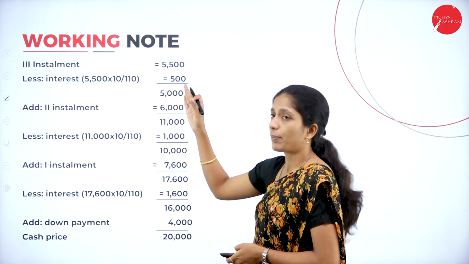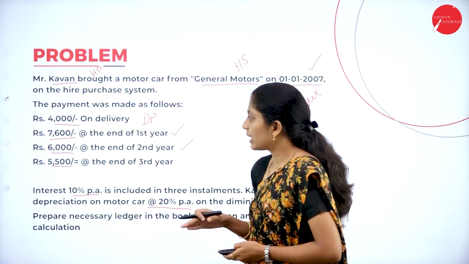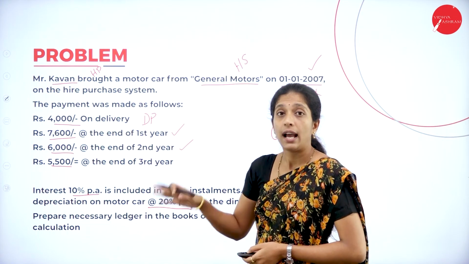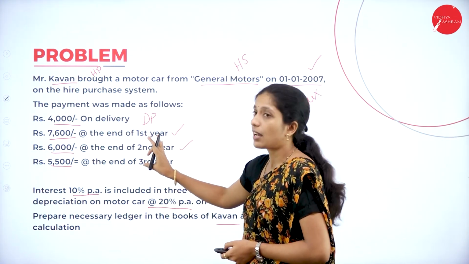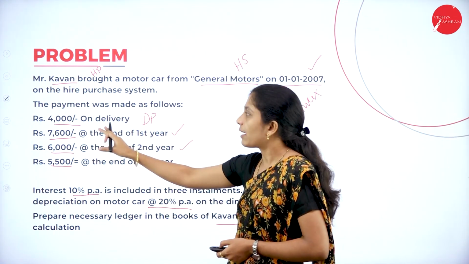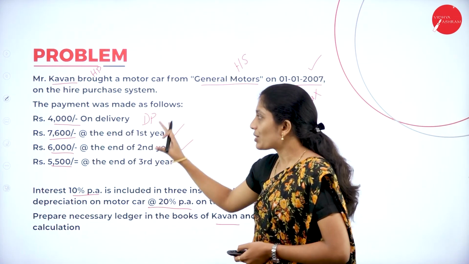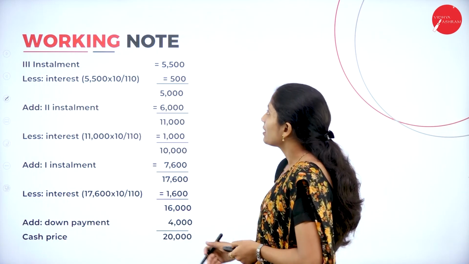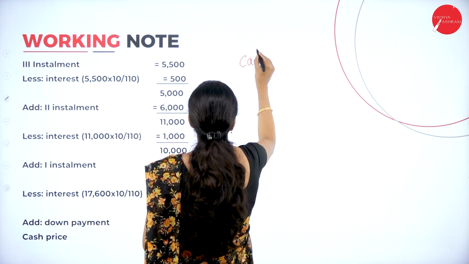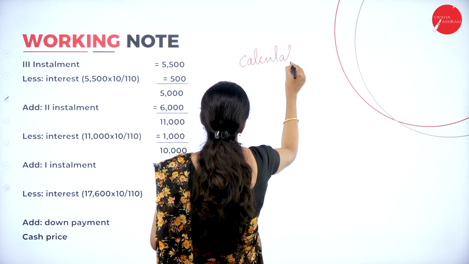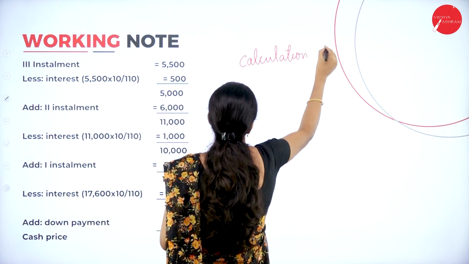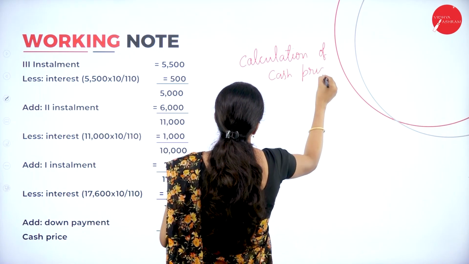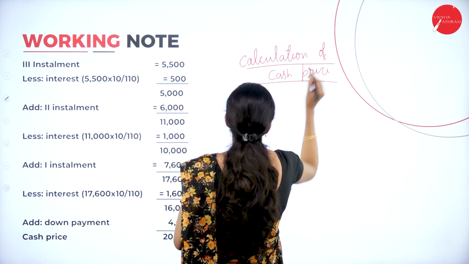Let's start from the third installment. Here they have given the first, second, as well as third installment, and they have directly told that these installments include interest, and they have given the down payment also. Using this information, we shall calculate the cash price of the asset.